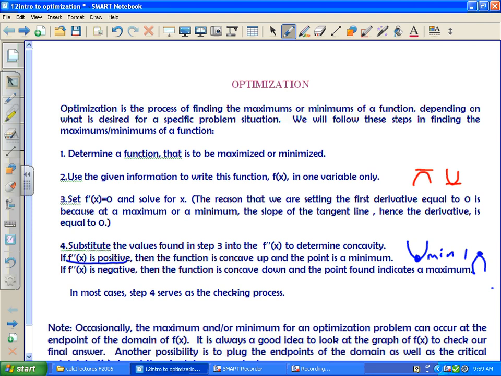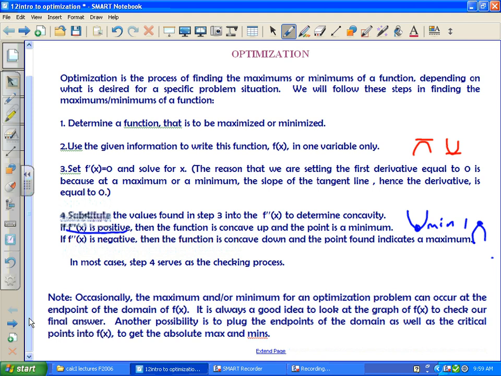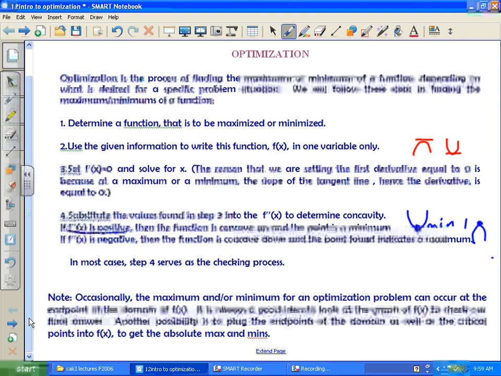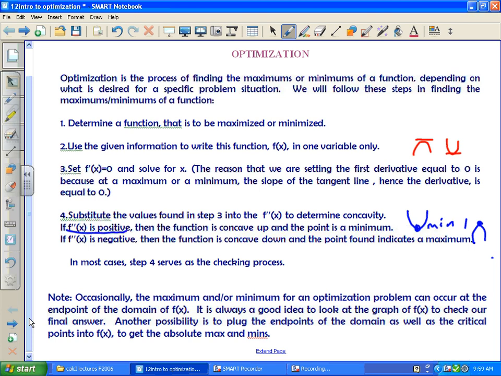And usually step number 4 is a checking process. Usually by the time you get there, you already pretty much have a good idea about what the solution is. And also please read the note on the bottom of your sheet. Occasionally, the endpoints of the domain might also be used.